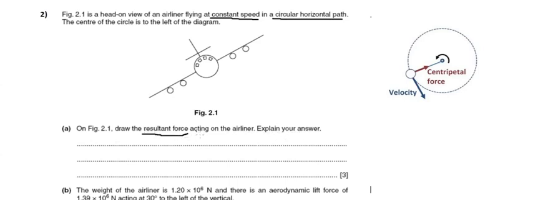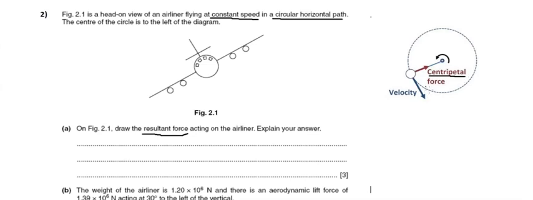What is the resultant force? It is nothing but the addition of all the forces acting on the airliner or any object. Whatever forces are acting on any object, we have to add them, and whatever single force we get as a result is called the resultant force. You can see the airliner is moving in a horizontal circular path. This circular word is very important here, because whenever any object moves in a circular path, there is a force acting on that object toward the center of the circle, called the centrifugal force.